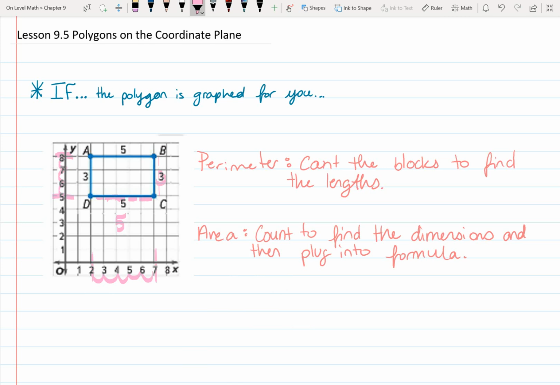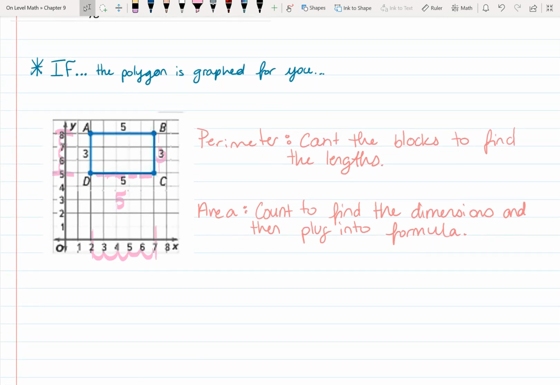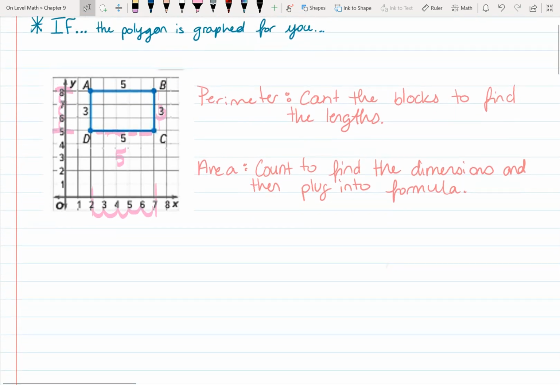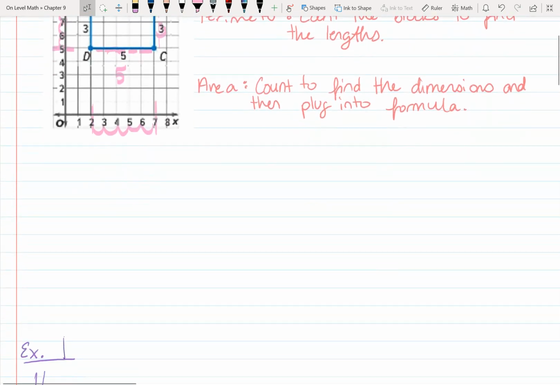So perimeter, you're counting the outside edge. Area, you need to find the dimensions, so 5 and 3, and since area of a rectangle is length times width, you'll multiply 5 times 3, and you will get 15 units squared. All of your homework today, since it's graphing, it's not going to say inches or feet, so you'll write 5 units, 3 units. And then if it's area, it'll be squared.